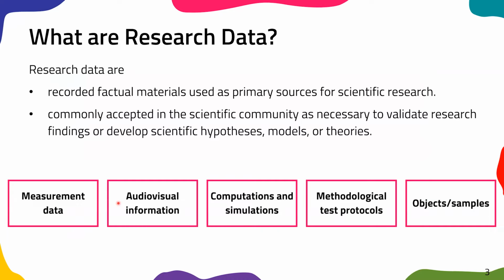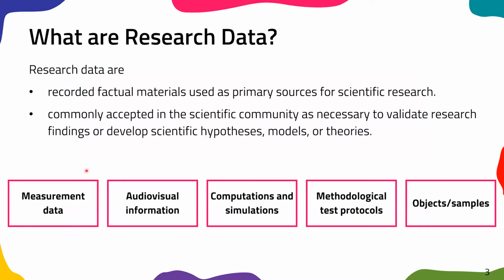So let's see what is research data that we are going to manage. Of course, we're all scientists. We deal with data a lot. That's the main output of our scientific activities in the lab and so on. But according to this definition, which is a bit more precise, research data are recorded factual materials used as primary sources for scientific research, and they are commonly accepted in the scientific community as necessary to validate research findings or develop scientific hypotheses, models, or theories.